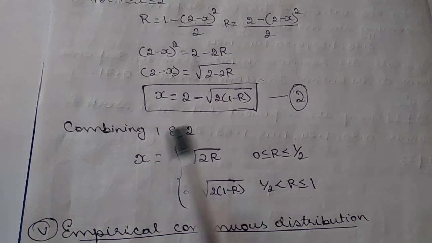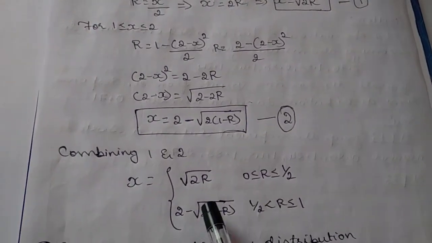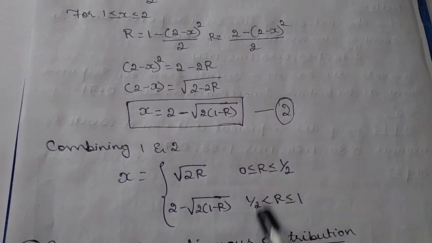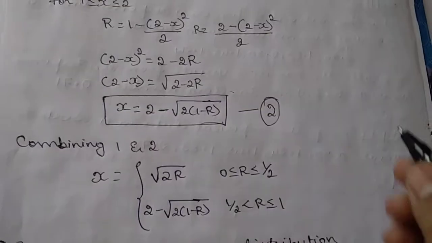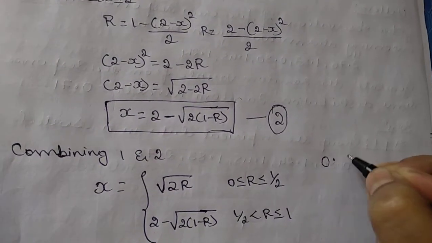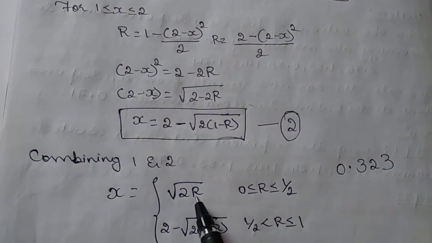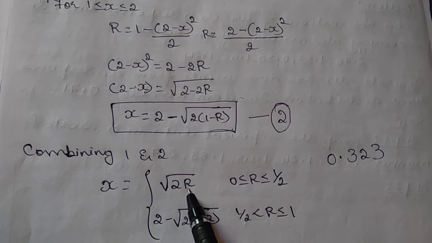Combining 1 and 2, you will get x equals square root of 2R here, 1, and then 2 minus square root of 2 into (1 minus R). This is the thing. Here, how you need to solve the problem, for example, if the random number is 0.323, then you have to apply this formula to find out the random variable.